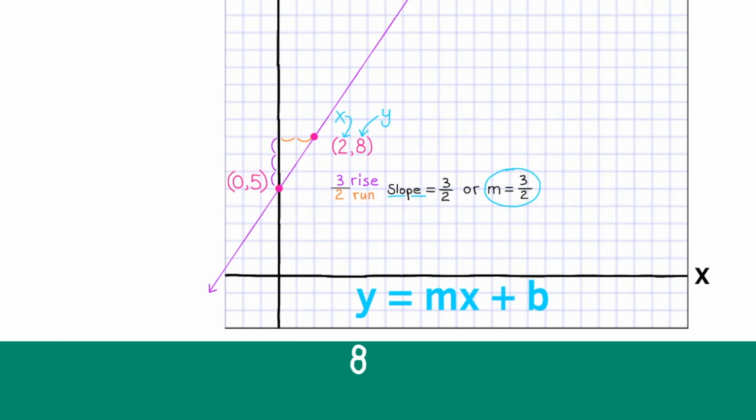Let's go ahead and rewrite this equation. I'll substitute the y with an 8. I bring down the equal sign. Then I substitute the m with 3 over 2, which is the slope. I'll multiply that by the value for x, which is 2, which is the same as 2 over 1. And then I'll add that all to b, which is the y-intercept, or 5. 3 times 2 is 6, and 2 times 1 is 2. 6 divided by 2 is 3. 3 plus 5 is 8. And 8 does equal 8. We know that this set of coordinates will fall on the line.